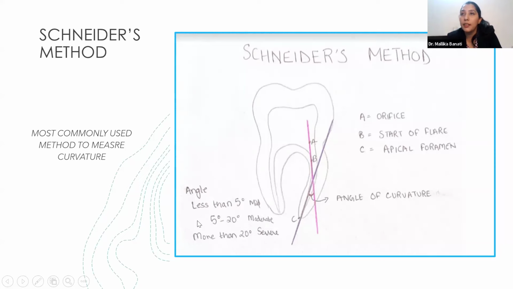Now, how do you decide if the curvature is severe, mild, or moderate? If it is less than 5, it's a mild curvature. If it's 5 to 20, it's a moderate curvature. And if it's more than 20, it's a severe curvature.